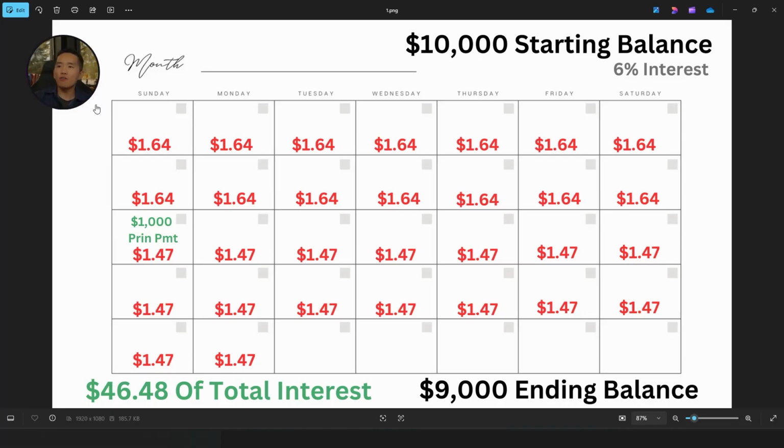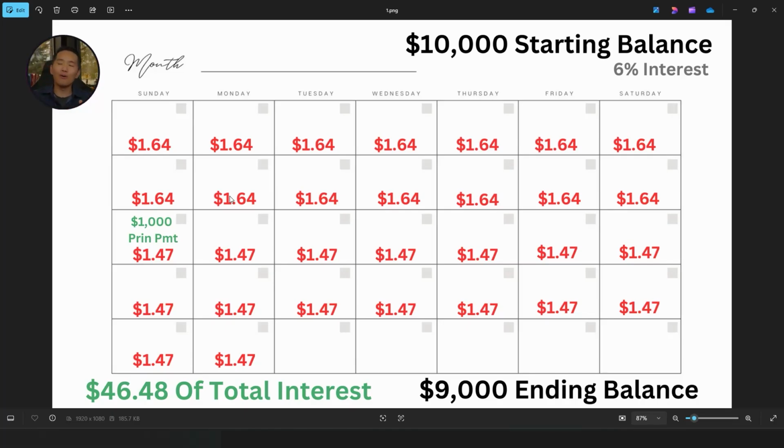So on the very first day of this month, we're starting out with the 10,000. And so the result of the calculation is $1.64. That's the interest we pay or accrue that specific day. Now, this isn't compounding, by the way. It's not $1.64 added to another $1.64, and then the interest is calculated on that. It is accrued daily, but paid monthly. So no, interest is not compounded daily.